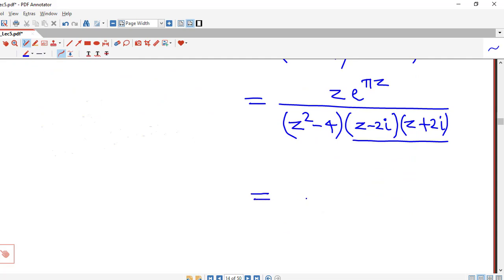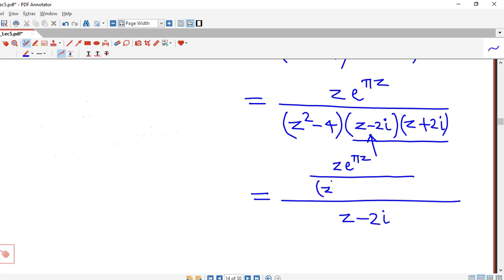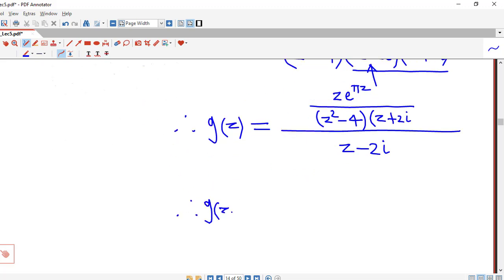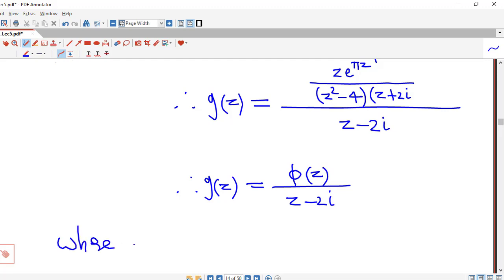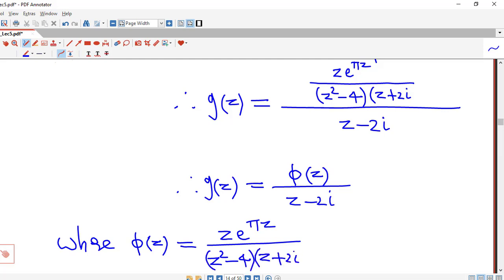So this again can be rewritten as, we are interested at z equal to 2i, so we keep this linear factor in the denominator, and we consider all these things in the denominator. z e raised to pi z over z square minus 4 times z plus 2i. So therefore we have rewritten our function g in this form. So g of z equal to phi of z over z minus 2i, where phi of z is z e raised to pi z over z square minus 4 times z plus 2i, and this is clearly analytic at z equal to 2i.